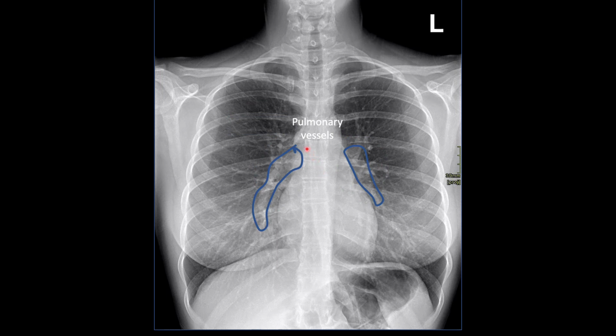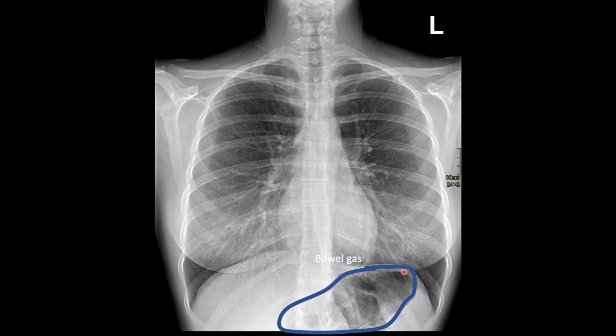So if you look at this chest x-ray, the pulmonary vessels are tubular structures, and depending on how big or small the pulmonary artery is, the hilum is going to be larger or smaller. But this is sort of the angle at which the pulmonary vessels are coming out. And then they're branching out, and they get smaller. The branches get smaller as you go closer to the periphery.